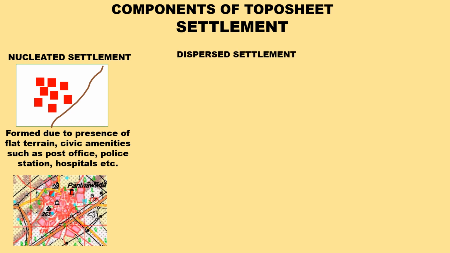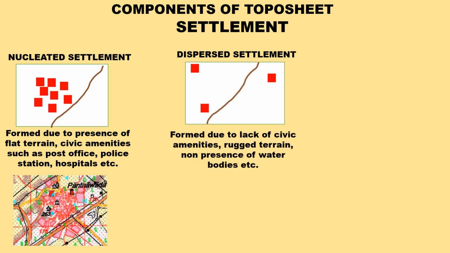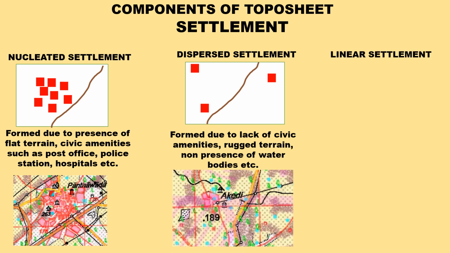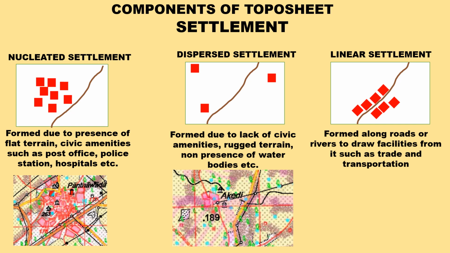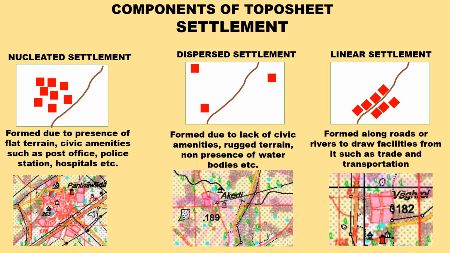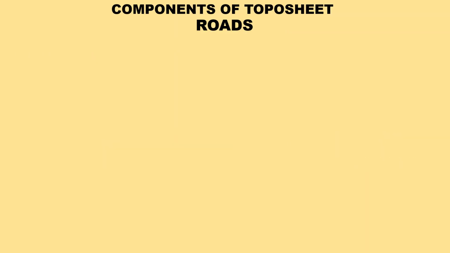Secondly, we have the dispersed settlement, which is exactly opposite to the factors that help to grow the nucleated settlement. These are formed due to lack of civic amenities, rugged terrain, and non-presence of water bodies. Third, we have the linear settlement that is formed along roads or rivers to draw facilities from it such as trade and transportation.